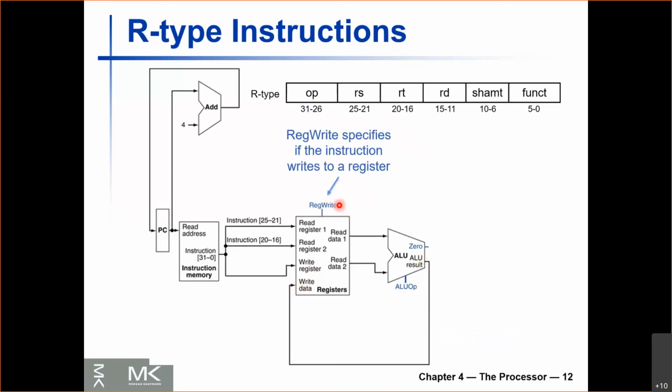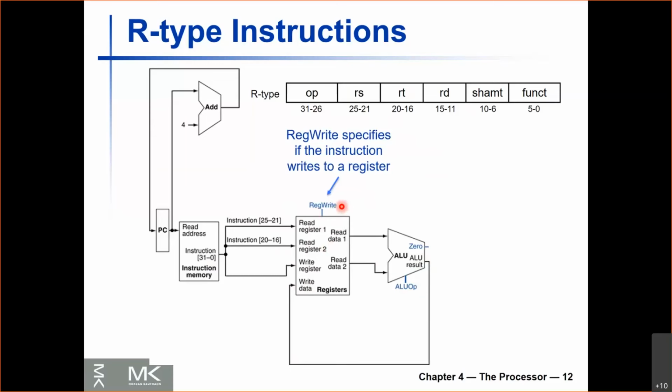And reg_write is going to specify if the instruction writes to a register or not, because not all instructions write to registers. For example, branch instructions don't write to any registers. Store instructions don't write to any registers. Jump instructions don't write to registers. So not all instructions write to registers. We want to make sure to only write to the register file if the instruction is supposed to write. And this is what this reg_write control signal does.